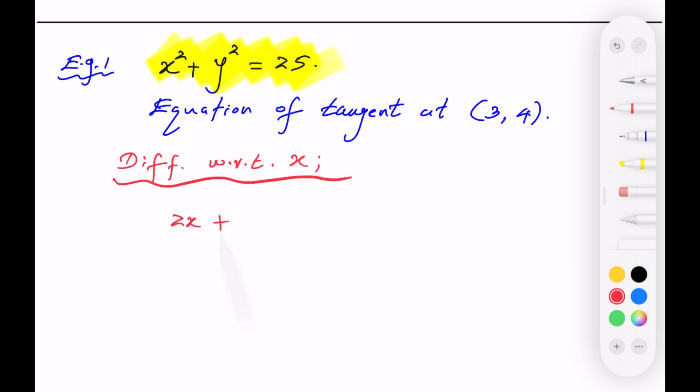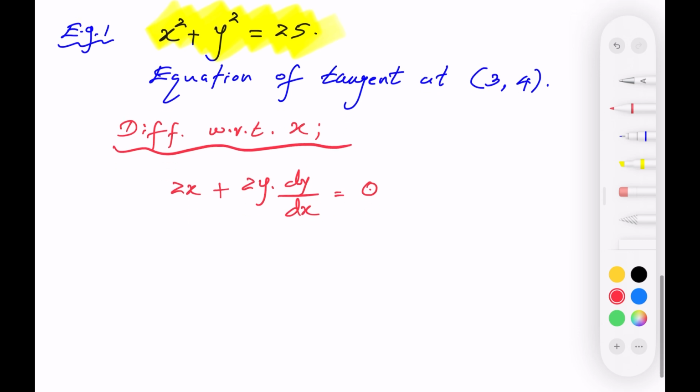That plus, I need to differentiate y squared. When you differentiate y squared with respect to x, it will be first differentiated with respect to y and then times that by dy by dx. Therefore, it will be 2y times dy by dx. On the right hand side, I need to differentiate the 25. When I differentiate 25, it's a constant, therefore it's going to be equal to 0.